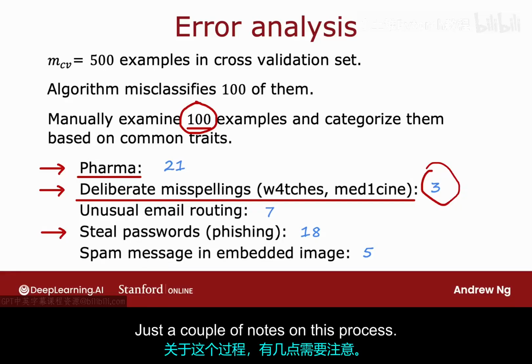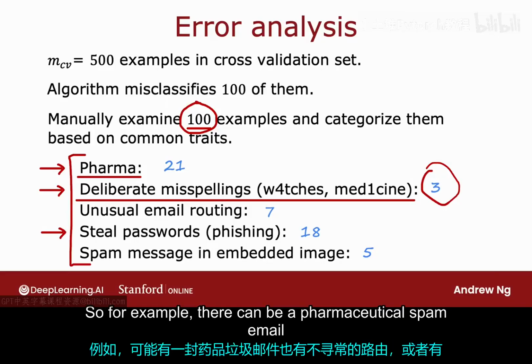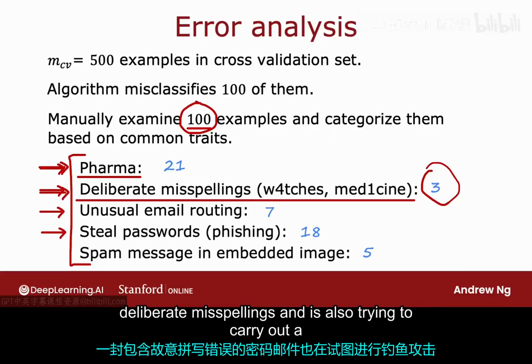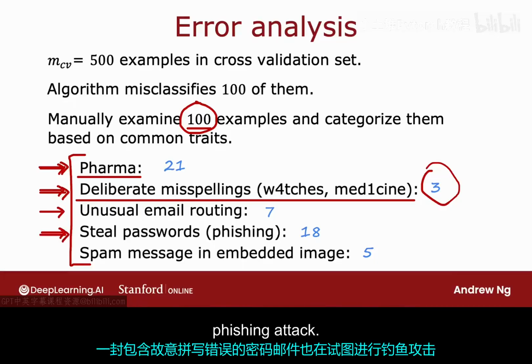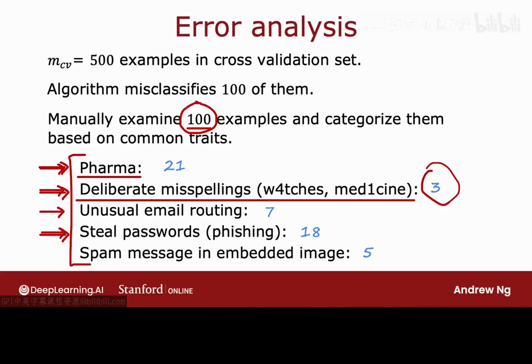Just a couple of notes on this process. These categories can be overlapping, or in other words, they're not mutually exclusive. So for example, there can be a pharmaceutical spam email that also has unusual routing, or a password-stealing email that has deliberate misspellings and is also trying to carry out a phishing attack. So one email can be counted in multiple categories.